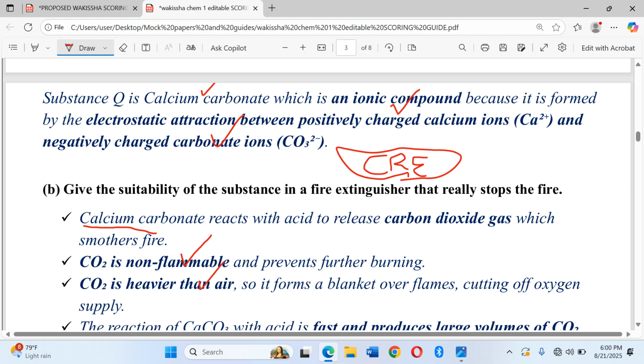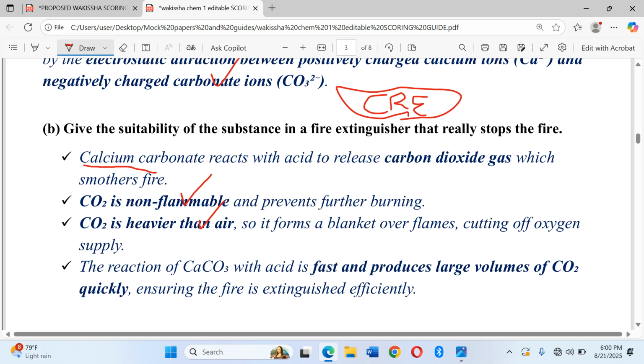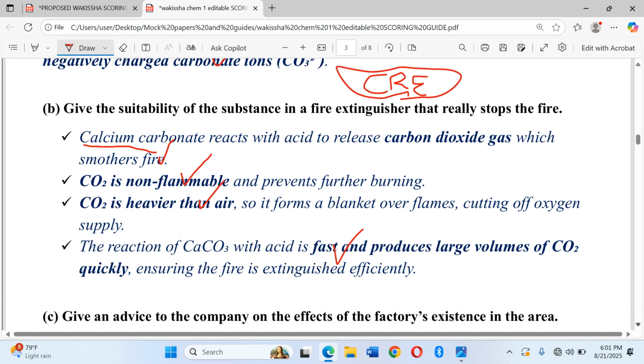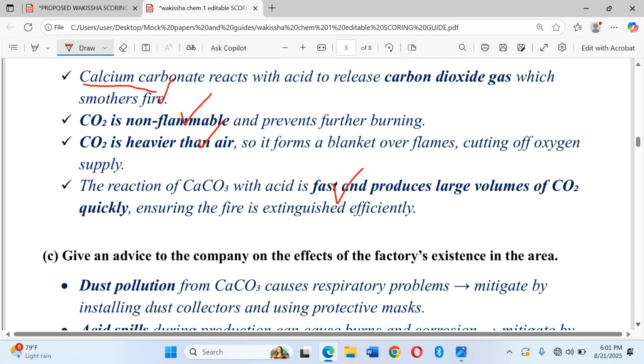It is heavier than air, so it forms a blanket over flames, cutting off the oxygen. And then we are saying that the reaction of calcium carbonate with acid is fast and produces large amounts of carbon dioxide quickly, ensuring that the fire is extinguished effectively. So you can see that we have been able to give the suitability of the substance in the fire extinguisher. So what happens? It first reacts with acid and produces the gaseous product, and this gaseous product we are talking about is the carbon dioxide.